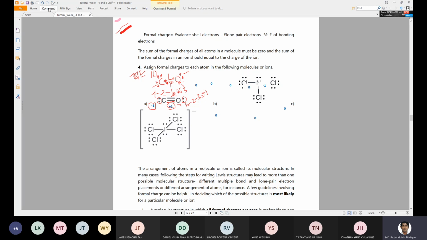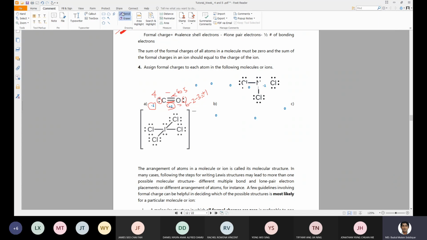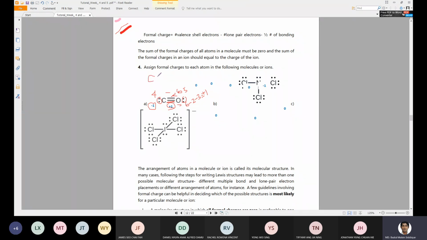If it were just a carbon-oxygen double bond, then what would be the thing here? Carbon-oxygen double bond, if we just make it, let's see. So 4 electrons gone here, 5, 6, 7, 8, 9, 10.